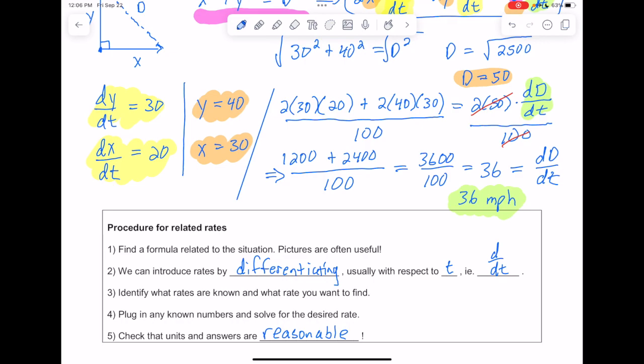And the other thing you could think about is, what if one ship was going straight up and the other one was going straight down? Then it'd be 30 miles per hour in one direction, 20 in the other. So it'd be 50 miles per hour they're going apart if they were going directly opposite. Here they're not going directly opposite, so it's not quite 50. So the 36 does seem like a reasonable answer.